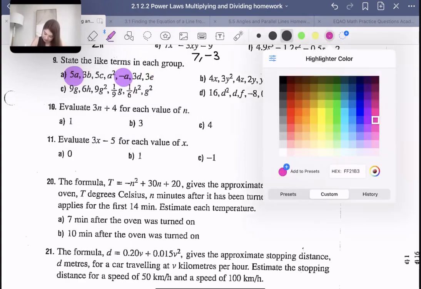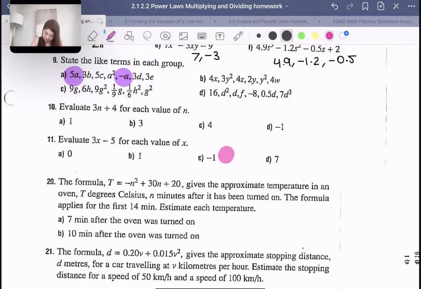All right. Let's do the next one. B, we have 4x, 3y squared, 4z, 2y, y squared, and 4w. Well, I would say 3y squared and y squared are like terms because we could add them up and we could get 4y squared. So that's good, right? They don't have the same coefficient, but that's okay. They don't have to have the same coefficient. They just have to have the same variable and the same power to be considered like terms.